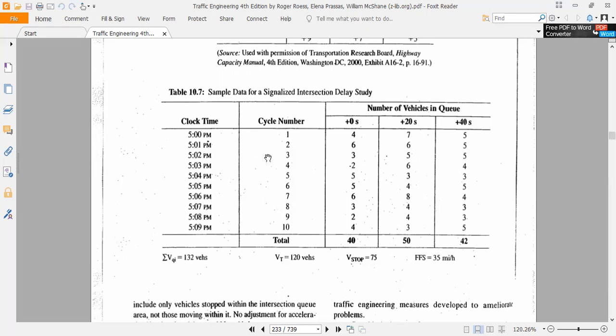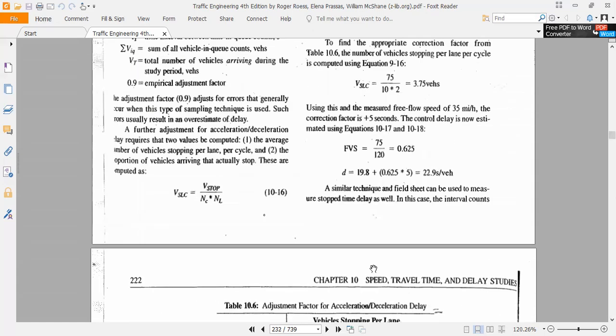So you conducted this survey from 5 p.m. up to 5:10 p.m., because the last interval is 5:09:00, then 5:09:20, 5:09:40, and then 5:10:00. The total number of vehicles that arrived at this intersection during this study period is 132. Just add these vehicles: 40, 50 and 42. We will now discuss this.